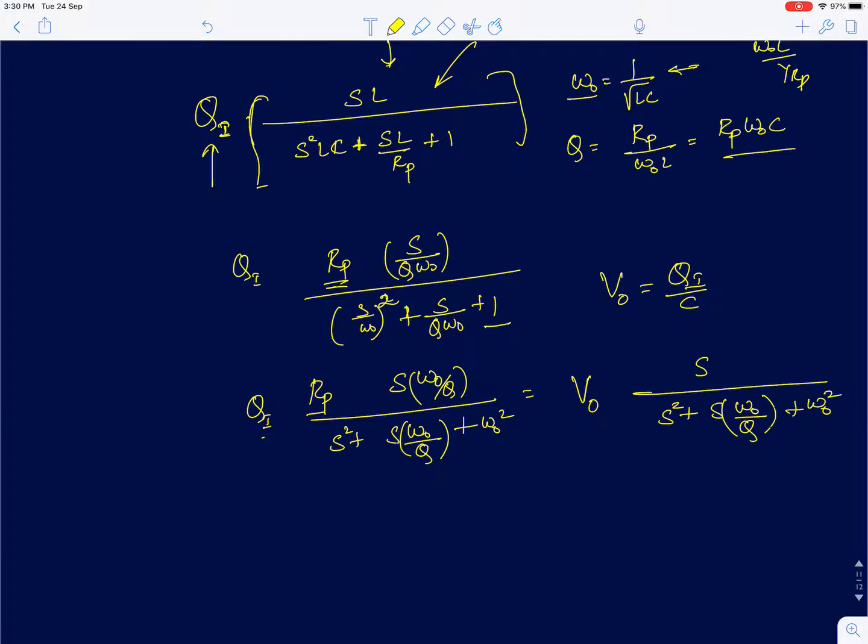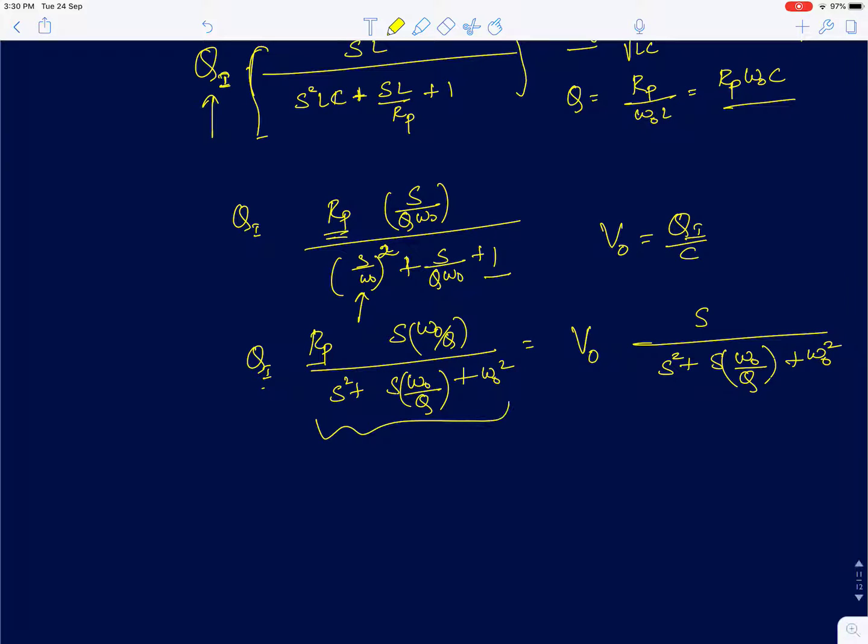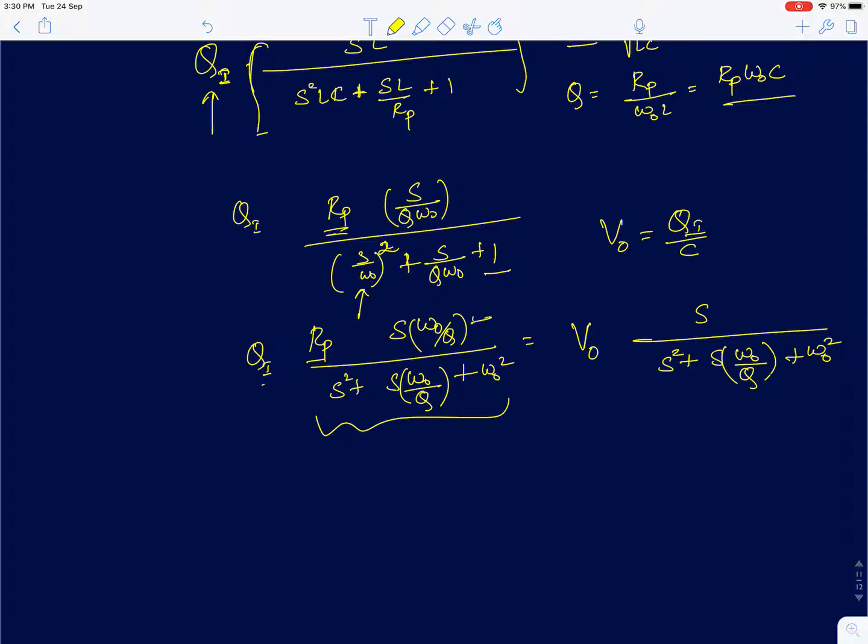Again, I'll take the omega naught in the denominator to the numerator. We can further reduce this expression in this way. So we will get RP into s omega naught by Q. Now if you substitute Q as omega naught RP into C, then I will be left with Qi. So this product of RP into omega naught by Q will reduce to Qi by C.